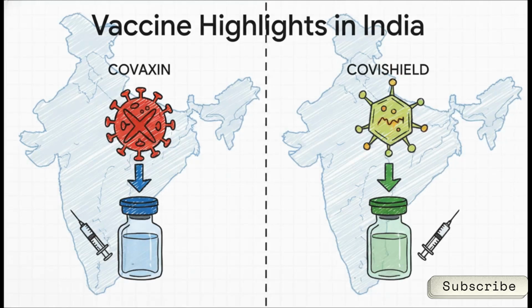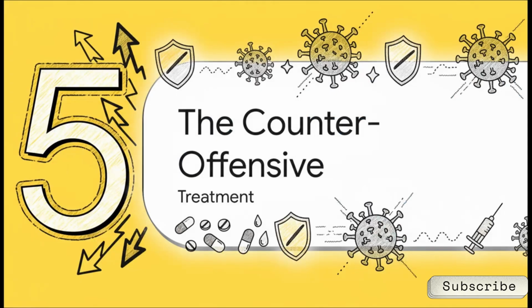Now, in the Indian context, the two main vaccines to really remember are Covaxin and Covishield. Covaxin is an indigenous inactivated virus vaccine. Covishield is a viral vector vaccine. Make sure you know which one is which. That's a classic question.